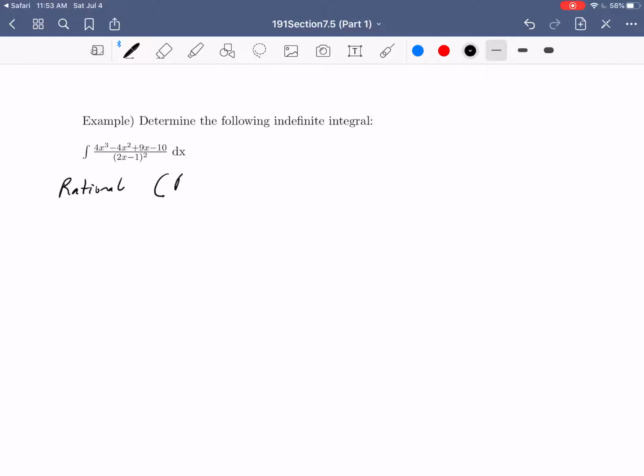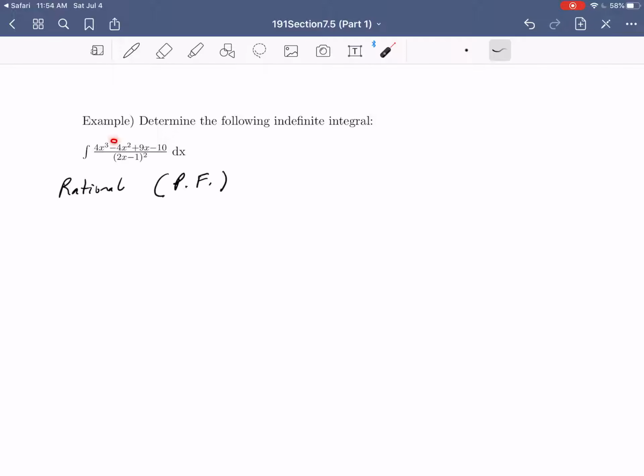So if nothing else works, we've got partial fractions. If we also look at this, we could think about maybe getting away with u-subbing for the denominator, but that doesn't really seem to make a lot of sense, because if we did something like u equals 2x minus 1, then the du would be 2dx.